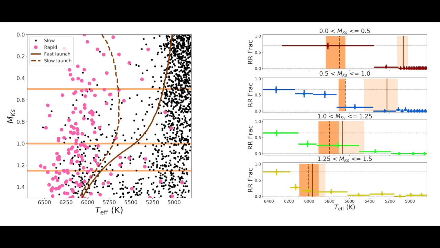The right-hand side shows a more quantitative treatment, where we plot the rapid rotator fraction as a function of effective temperature in fixed bins of luminosity. For the most luminous bins, the rapid rotator fraction drops in the region predicted by models, while for the less luminous bins, the rapid rotation fraction drops at cooler temperatures than predicted.